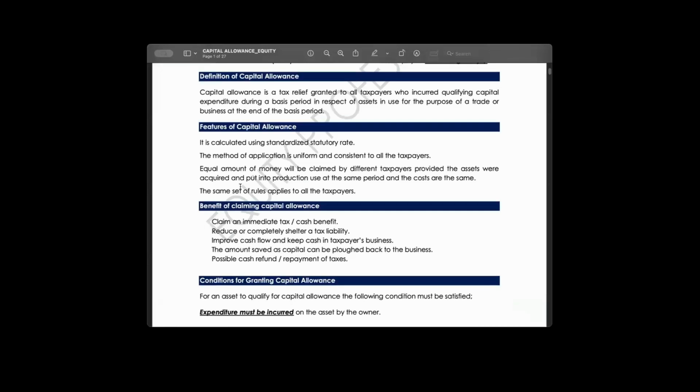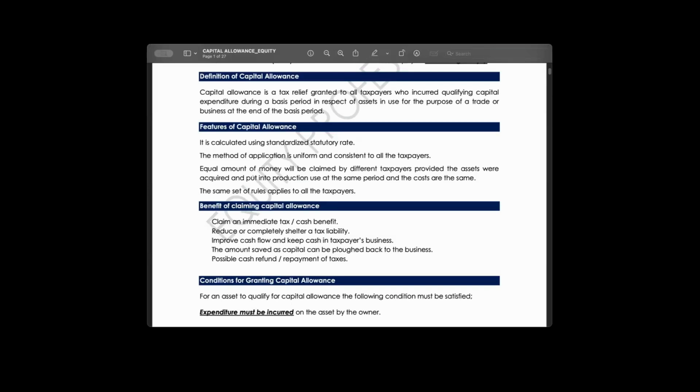Number one benefit is that you can claim an immediate tax or cash benefit. What do we mean? By implication, what we are trying to say here is that the taxpayer can claim cash benefits. The tax authority too is not as if they are not wise, because the tax authority wants the taxpayer to also invest in the economy. And that is why they are giving this kind of allowance.